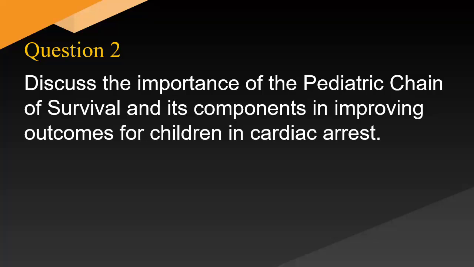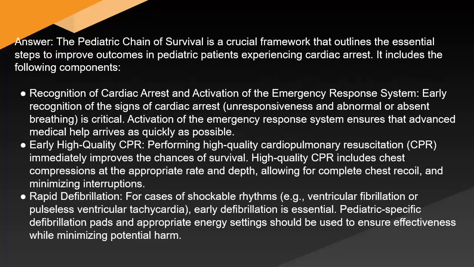Discuss the importance of the pediatric chain of survival and its components in improving outcomes for children in cardiac arrest. Answer: the pediatric chain of survival is a crucial framework that outlines the essential steps to improve outcomes in pediatric patients experiencing cardiac arrest. It includes the following components: recognition of cardiac arrest and activation of the emergency response system. Early recognition of the signs of cardiac arrest, unresponsiveness, and abnormal or absent breathing is critical.